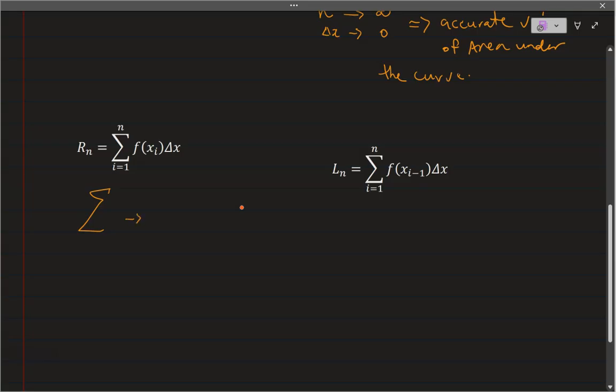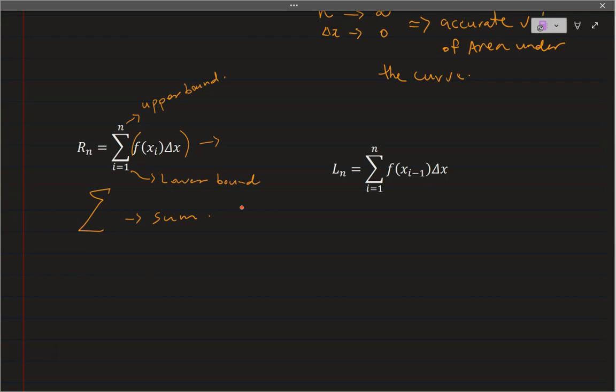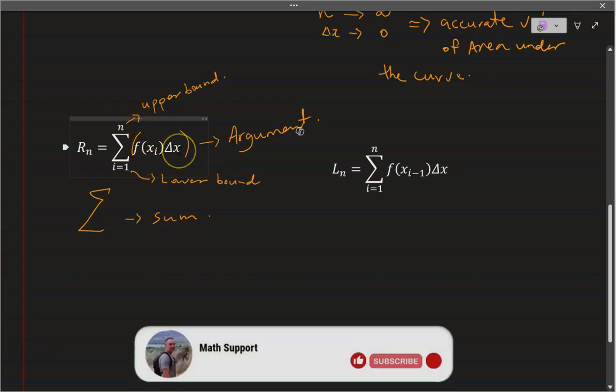Sigma is a Greek letter for sum. The bottom piece is the lower bound, the upper value is the limit or the upper bound, and then you have the argument, which is this f of xi delta x. That's the argument value, or we can call it the integrand, but we're going to explain that later. Basically it is length times width. f of xi is your length. Delta x is the width of the rectangle for each one.